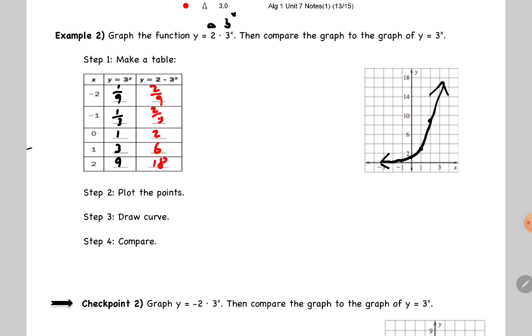So 2/9 is a little bit above 1/9, and that's a little bit above that. That's above that. 3, 1 comma 6, and 2 comma 18. So they kind of look the same, it's just one's going up faster.